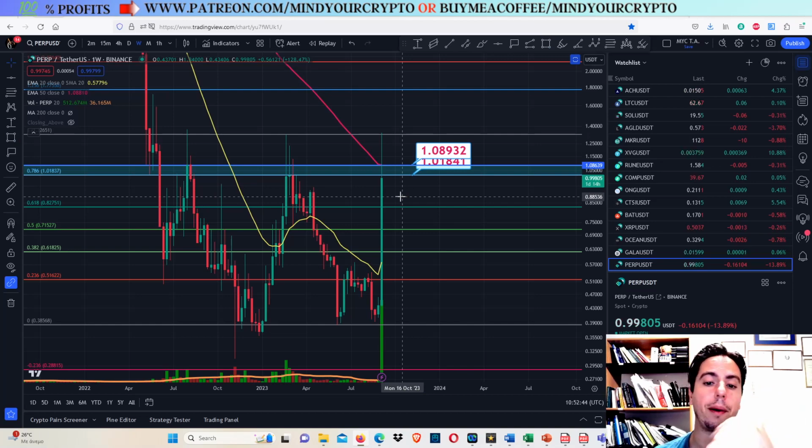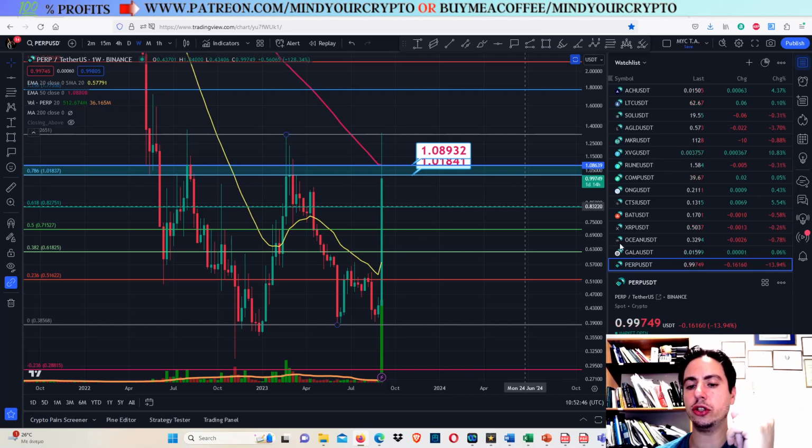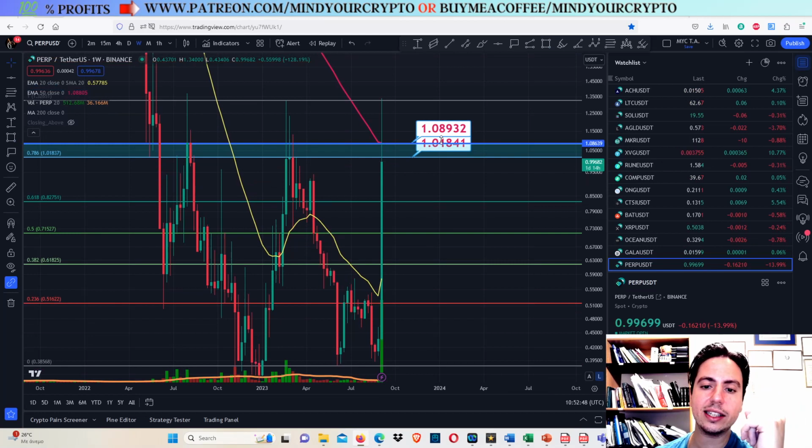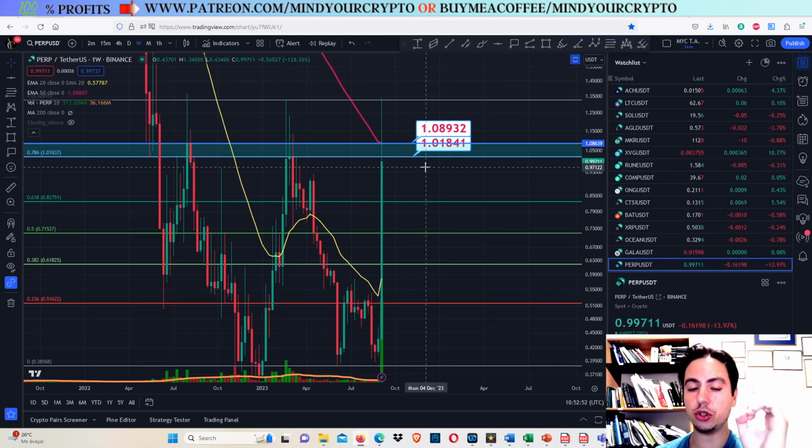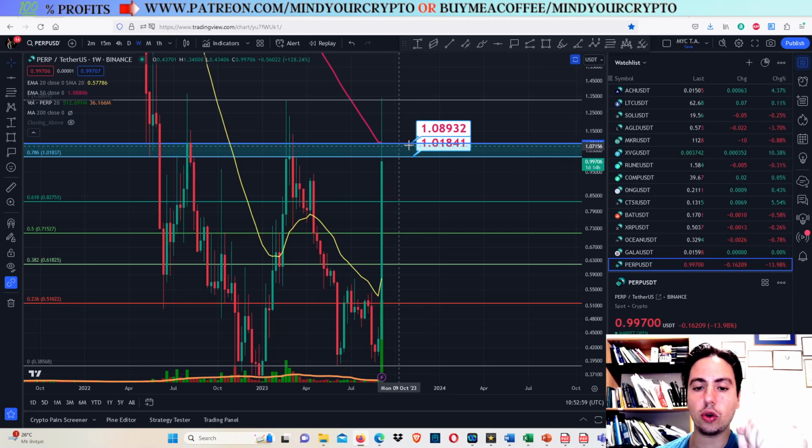Now, for PERP, what do we need to do? We need to see a weekly close above this area right here. If we do not see that coming in, then it is very, very likely that PERP is going to go further down.